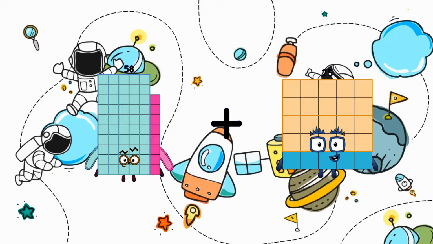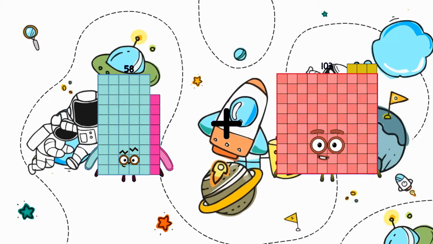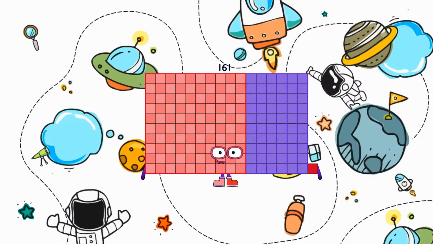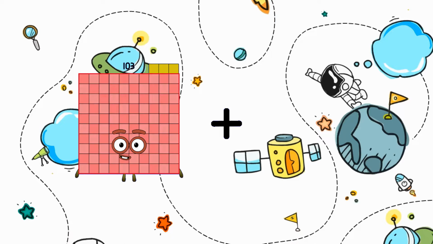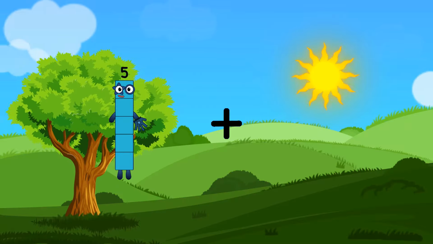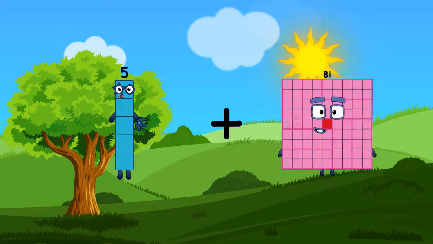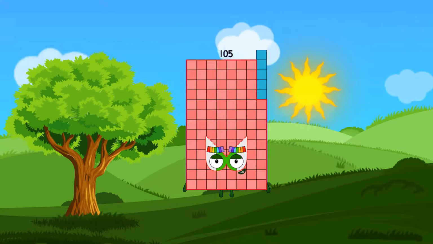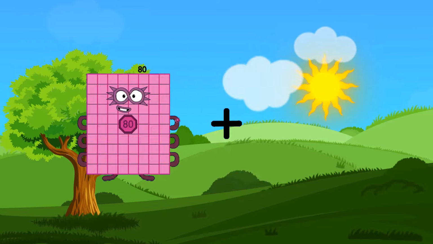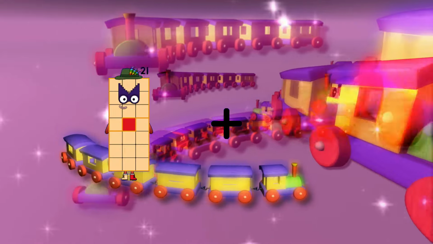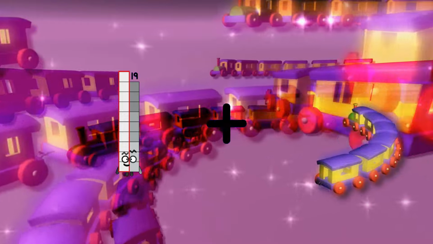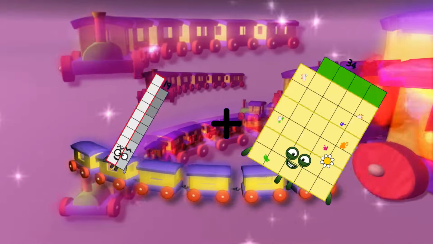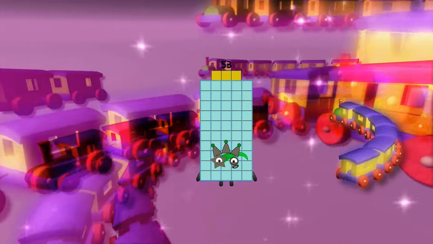58 plus 103 equals 161. 5 plus 100 equals 105. 19 plus 34 equals 53.